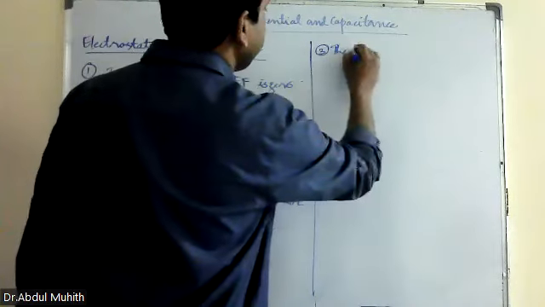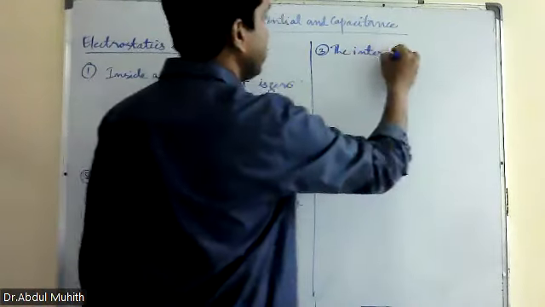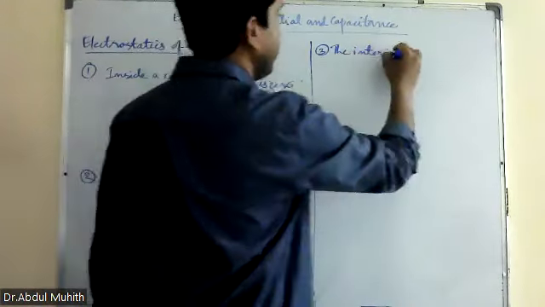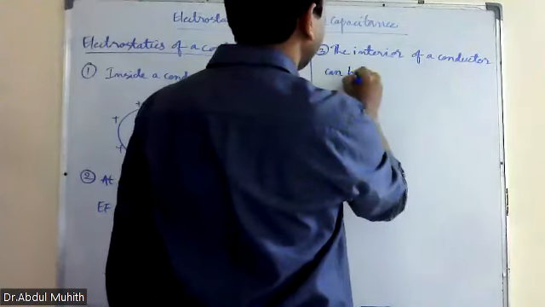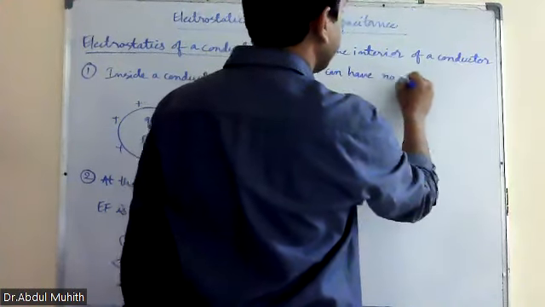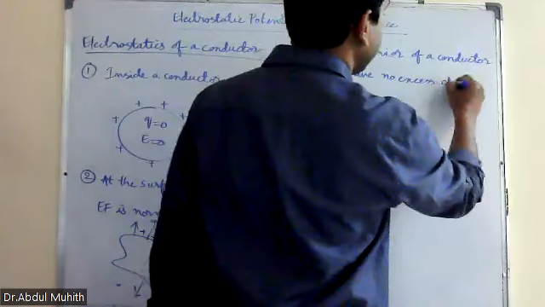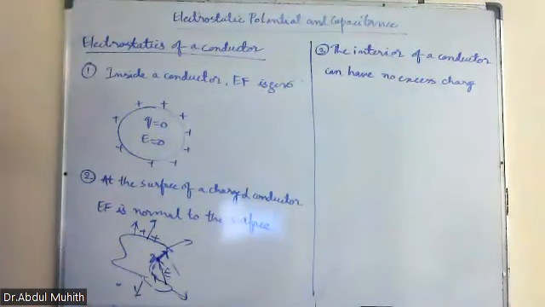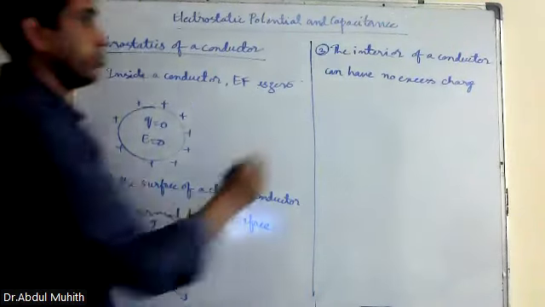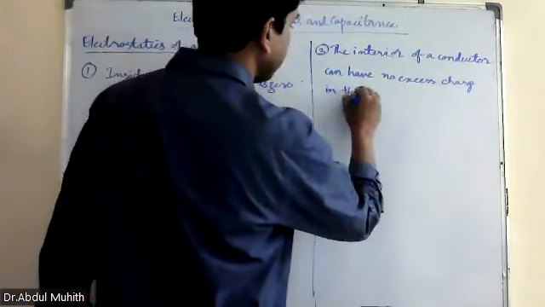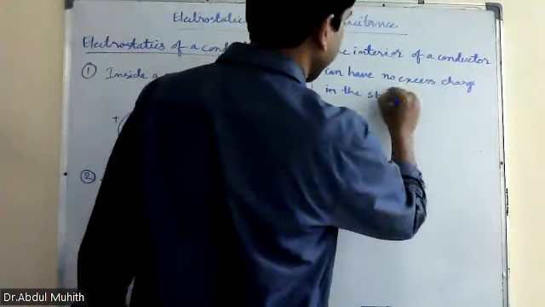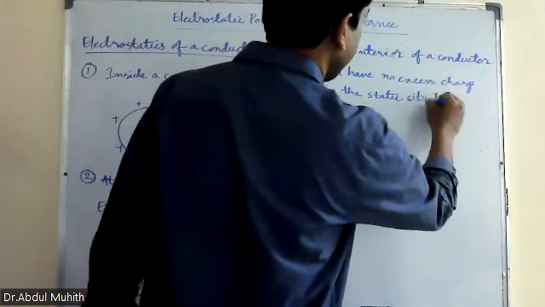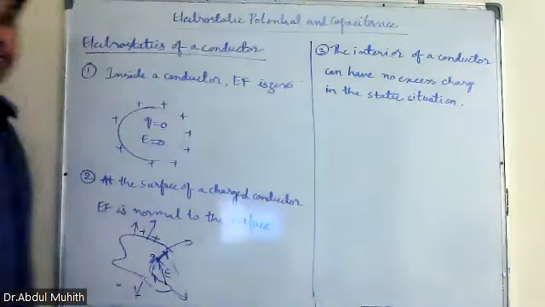Third point: the interior of a conductor can have no excess charge in the static situation. Okay, in the static situation, the interior of a conductor can have no excess charge.